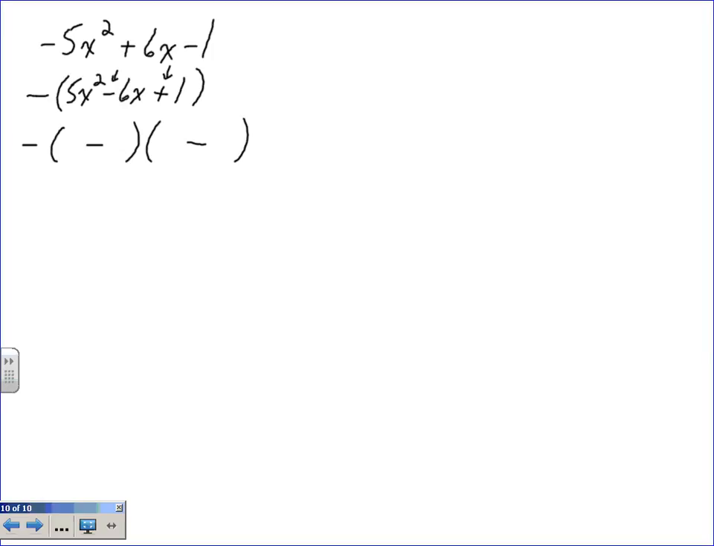What about 5x squared? What times what is 5x squared? 5x and x. What about the 1? What times what gives you 1? Yeah, just 1 and 1. It's the only thing it could be. 1 times 1 is 1. And negative 1 times negative 1 is a positive 1.